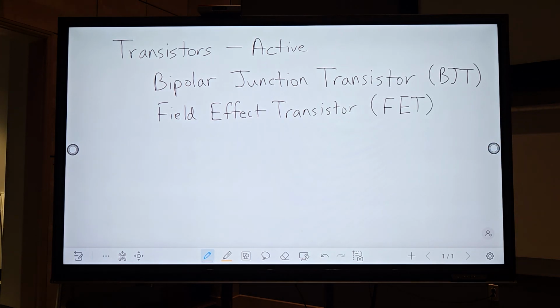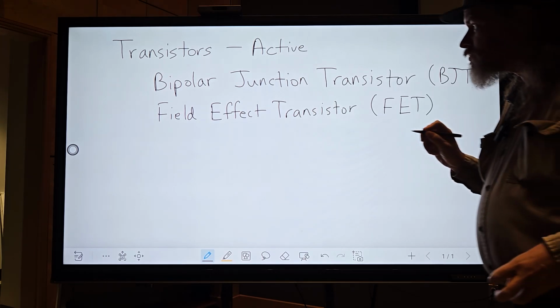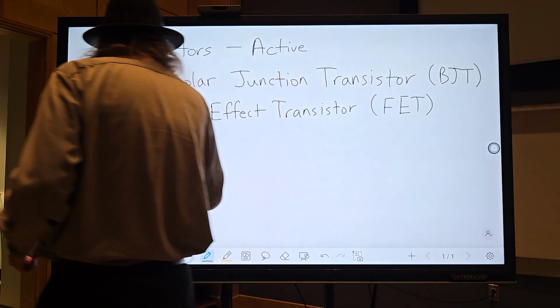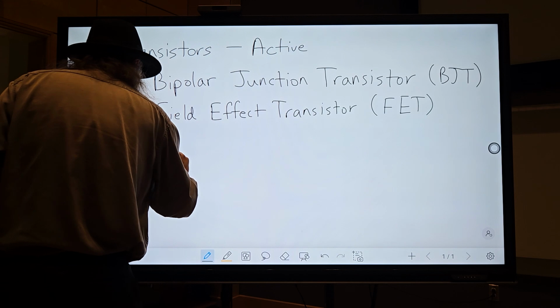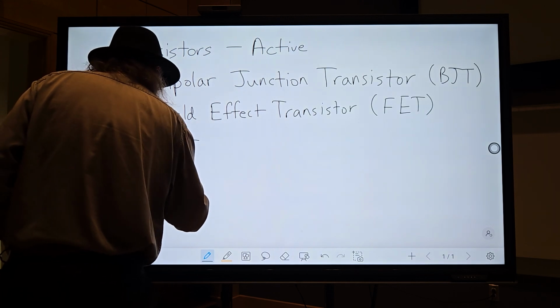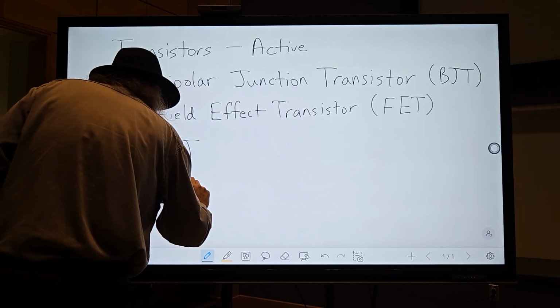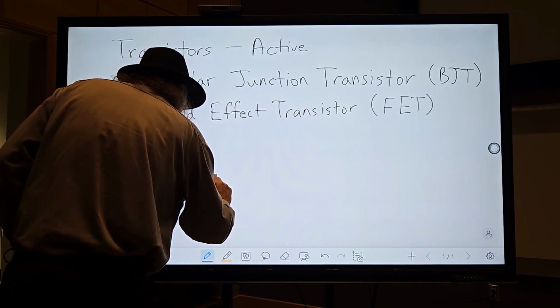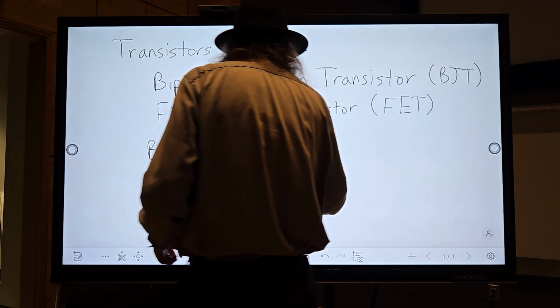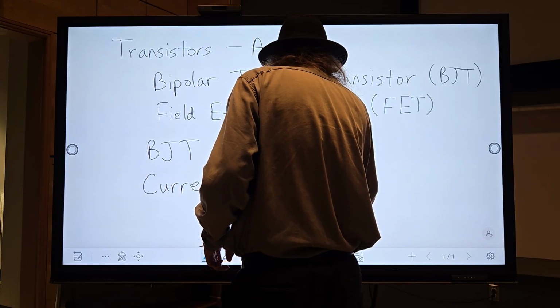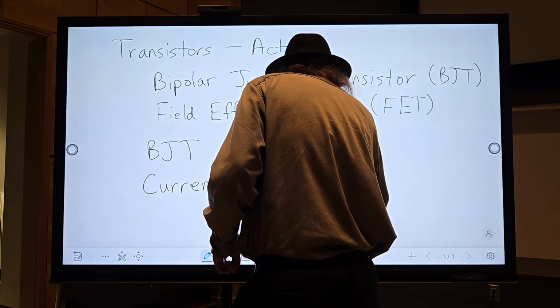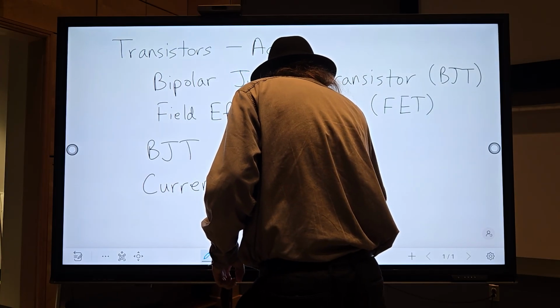But anyway, bipolar BJTs work with current, whereas field effect transistors work with voltage.